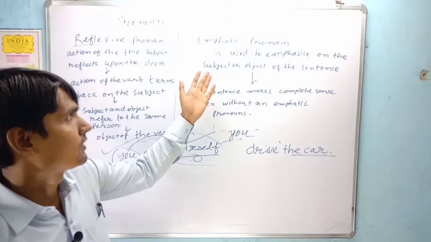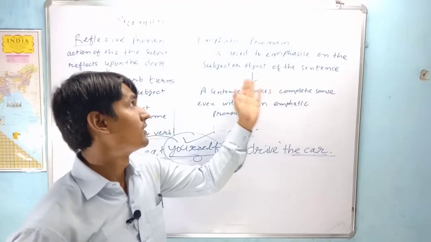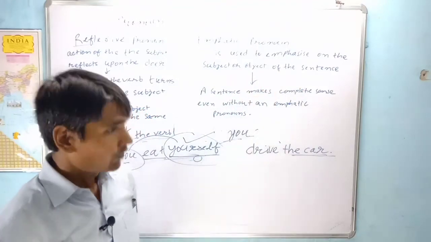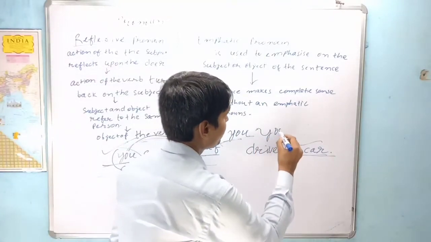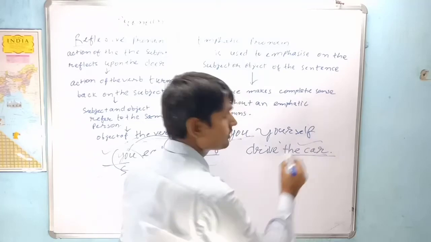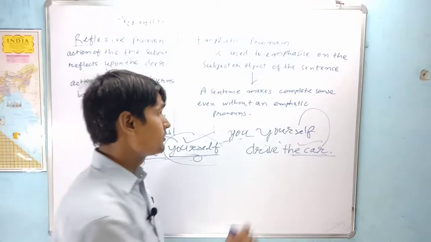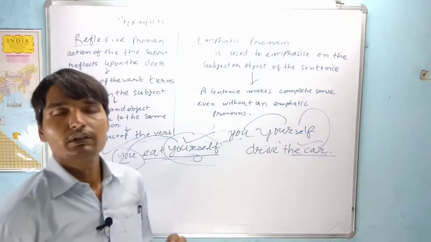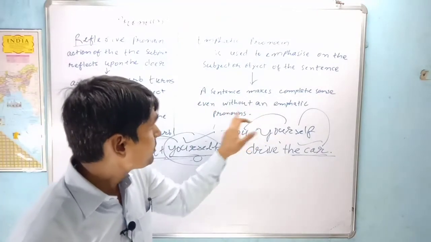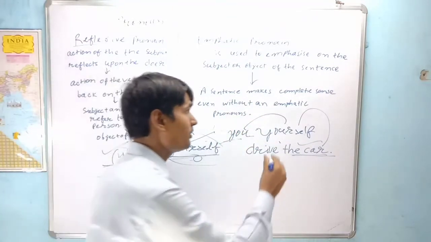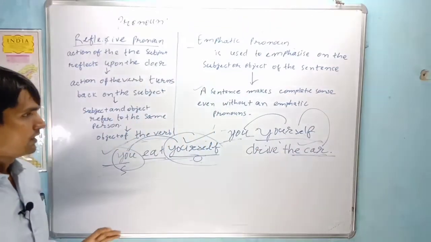Now you can see the definition says it is used to emphasize the subject or object of the sentence. What is the object? Car. So yourself is emphasizing the car too, as well as the subject you. So yourself is emphasizing both. A sentence makes complete sense even without an emphatic pronoun. As I told you, if you remove yourself, its meaning is still complete. So I think that's sufficient for the explanation.